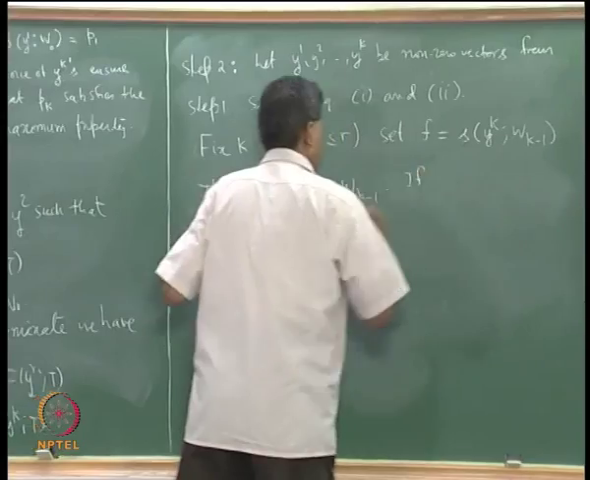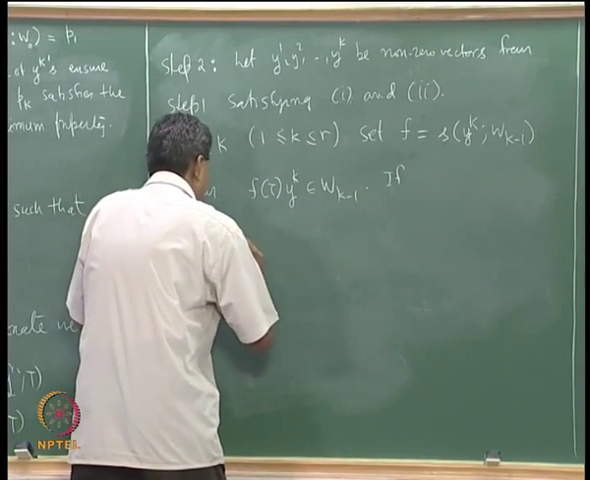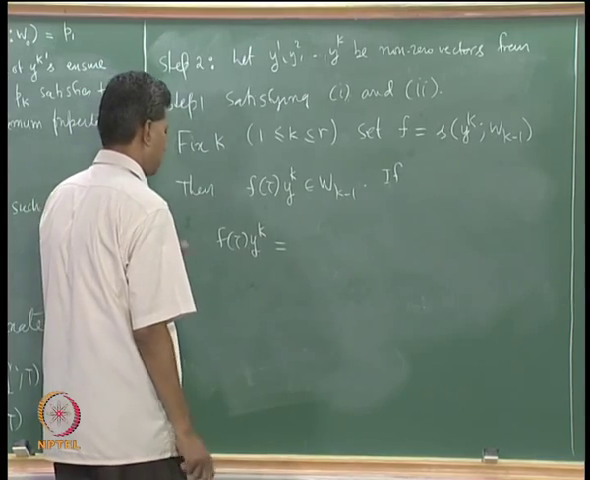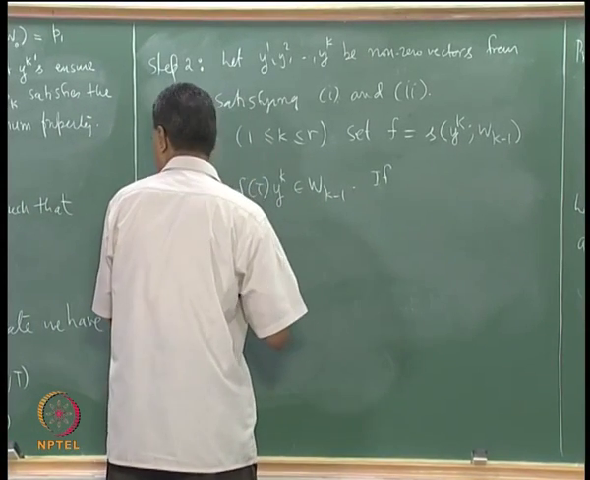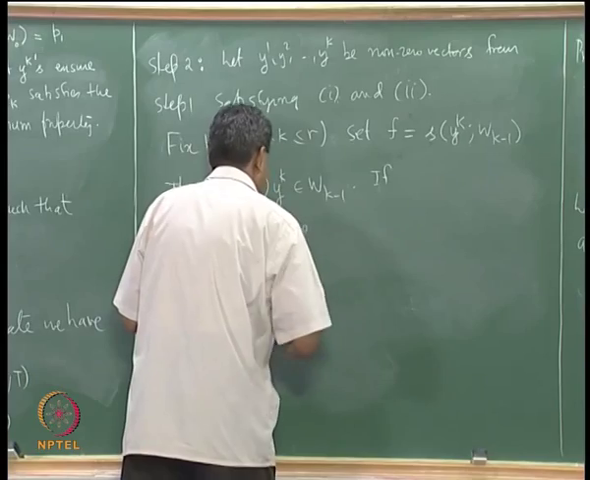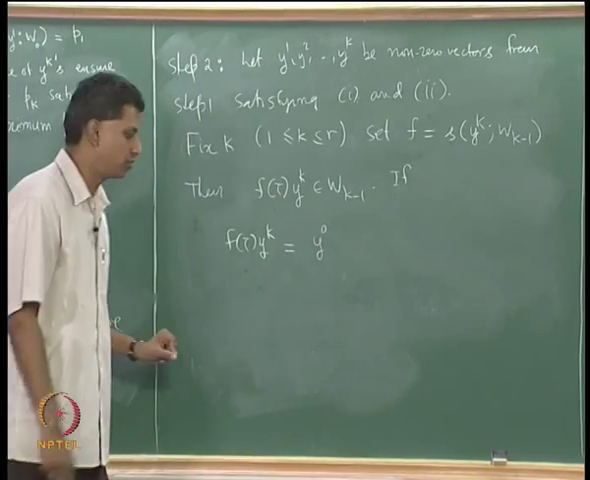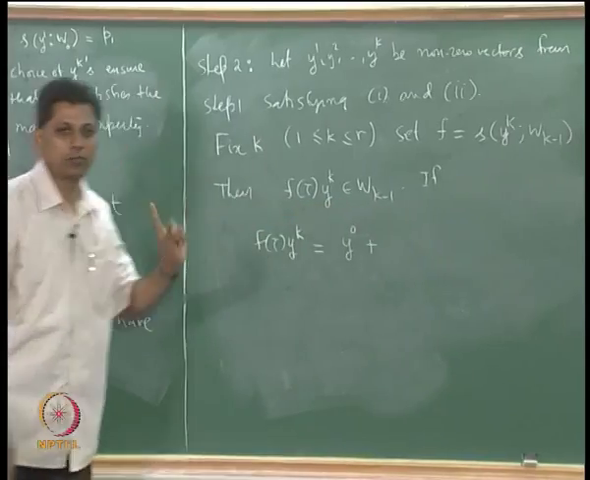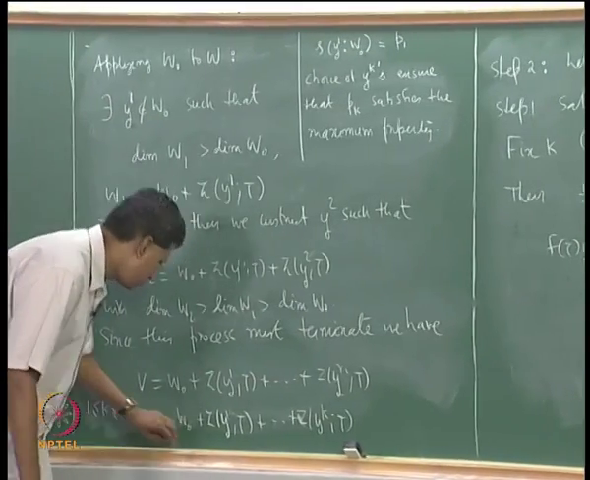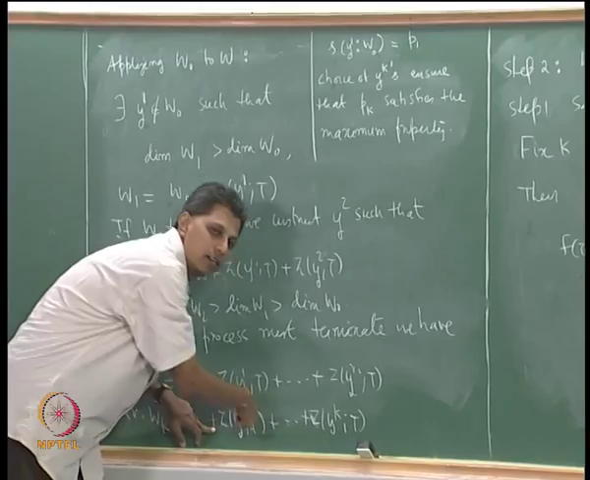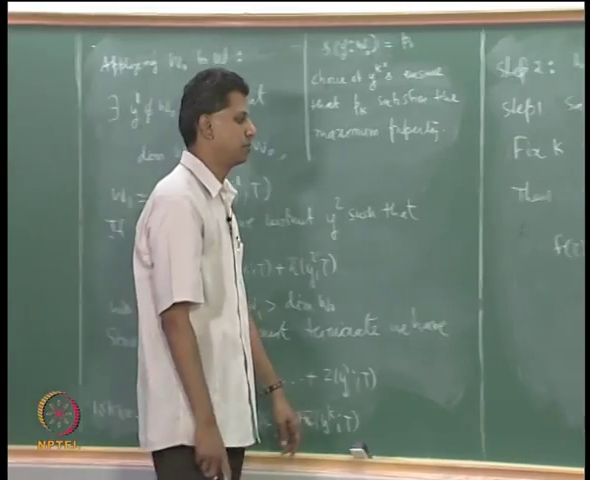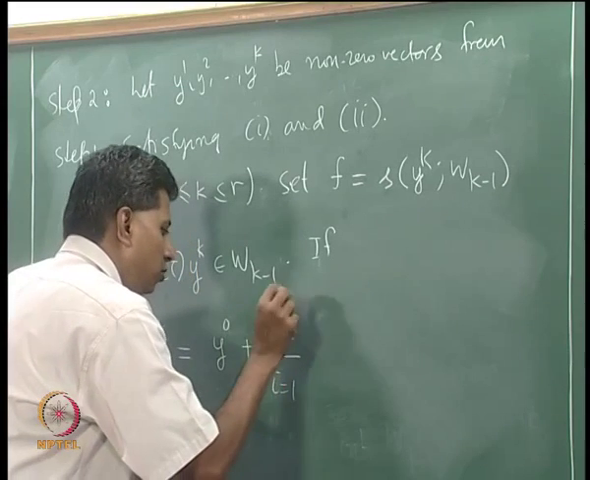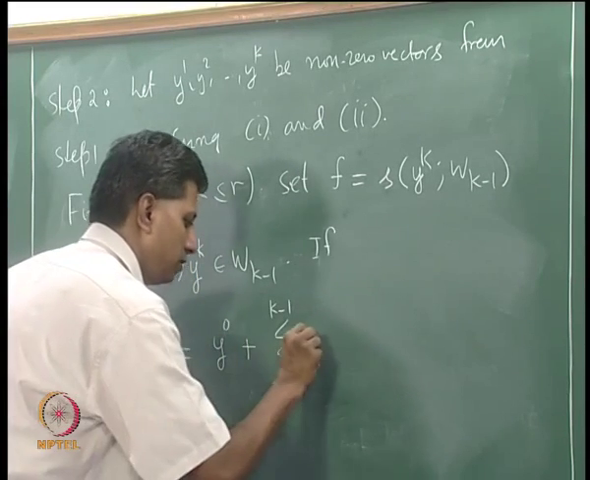Okay, so I have a representation. If f(T)y_k can be written as, so first one is w naught, I will call it y naught, it is in W naught, I am calling that y naught, plus f(T)y_k belongs to W_{k-1}. W_{k-1} has this plus k minus 1 terms here, k minus 1 subspaces. So I will use this notation, i equals 1 to k minus 1.